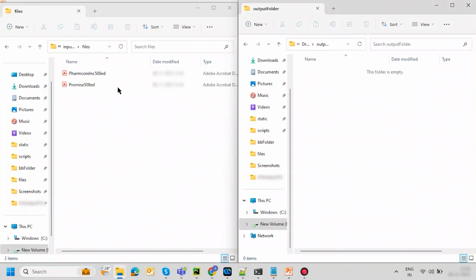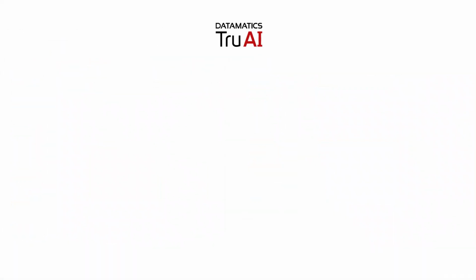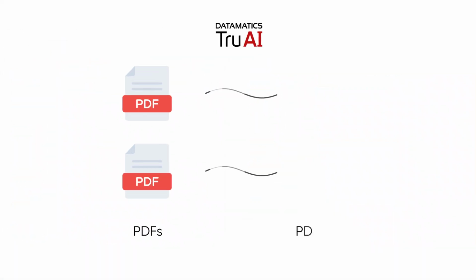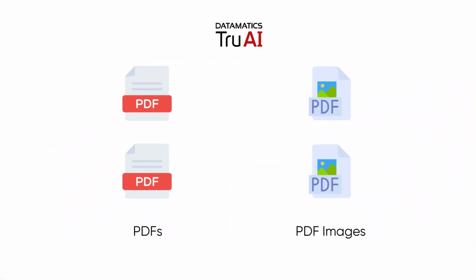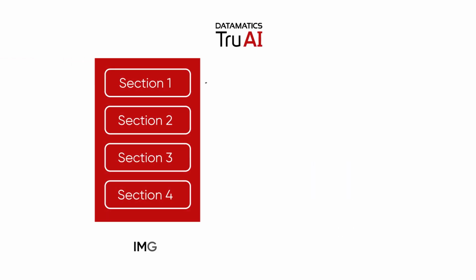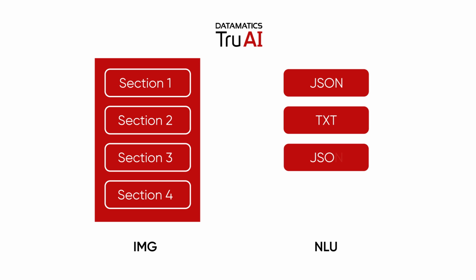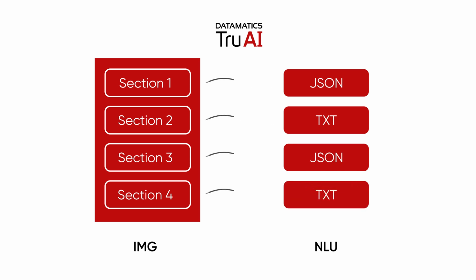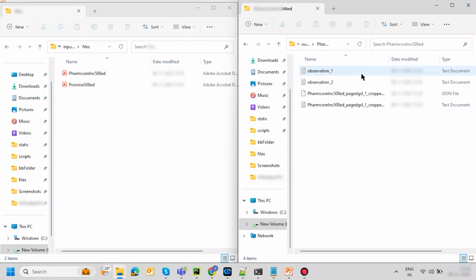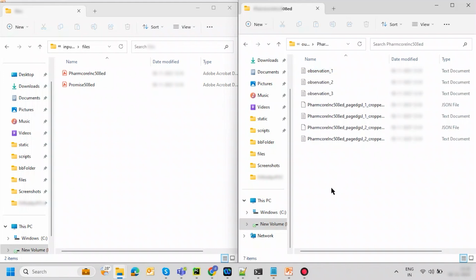Subsequently, the analyst executes the main code through a CMD interface. In the background, TruAI processes the PDFs to convert the PDF pages into images. TruAI intuitively detects the sections to be extracted and separates them for further analysis. NLU component then uses advanced techniques to derive meaning and context from the sections. TruAI then saves the results in JSON and TXT file formats.